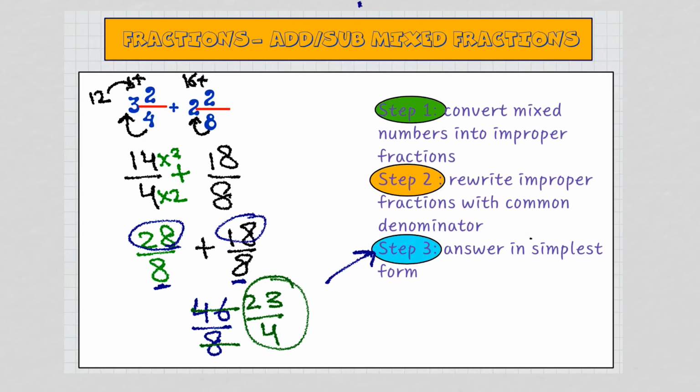First, I converted the mixed numbers into improper fractions, and then in the second step I rewrote the improper fractions with common denominators, and then you simply add them up. That's how you add mixed fractions.